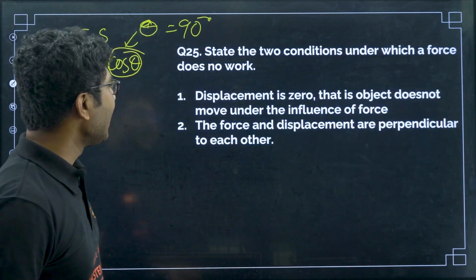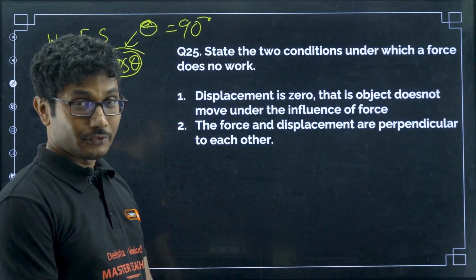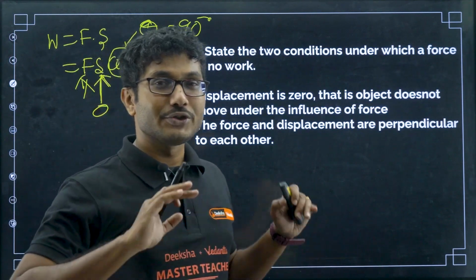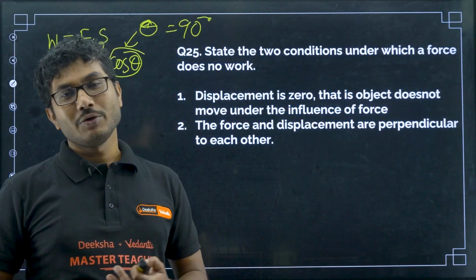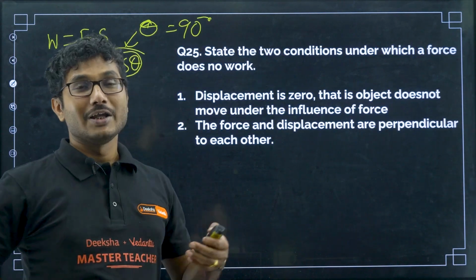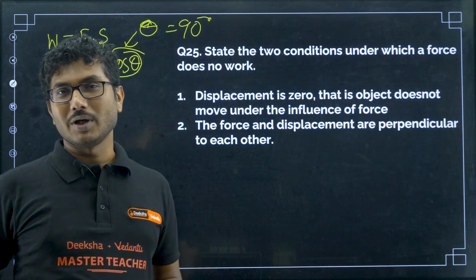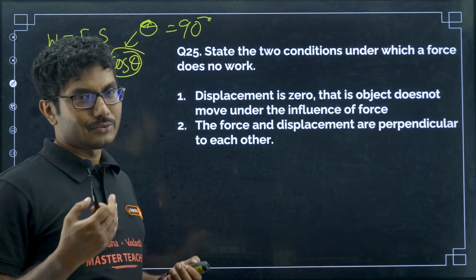So, let us see the answer. Displacement is 0, that is, the object does not move under the influence of force. The example is if you are pushing a wall very hard, the wall does not move. You cannot say that you have done some work, even though you are sweating and have applied a lot of force, because the wall does not move. That does not count as work.